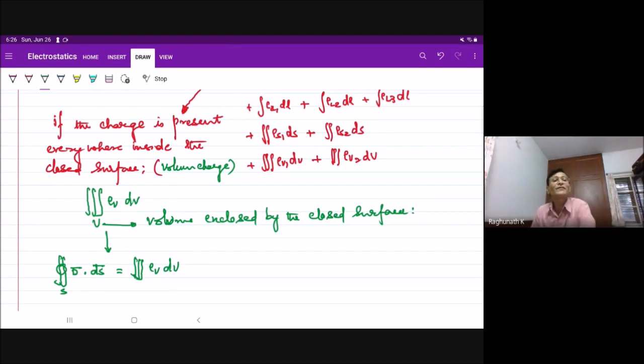This is the divergence theorem for me. One is a surface integral, another is a volume integral.